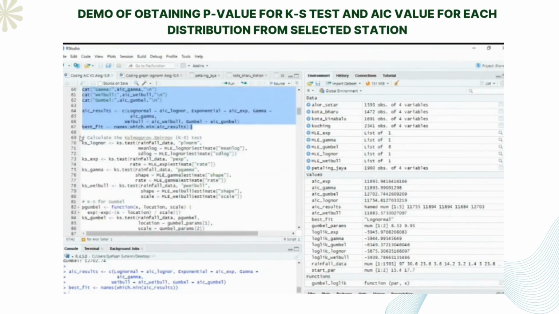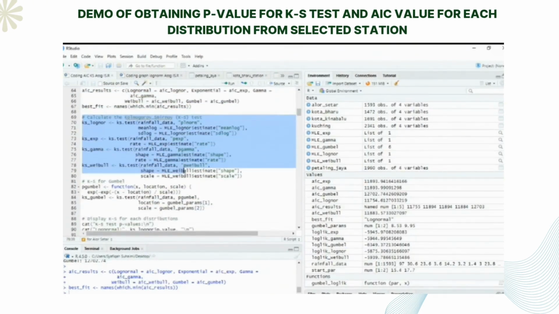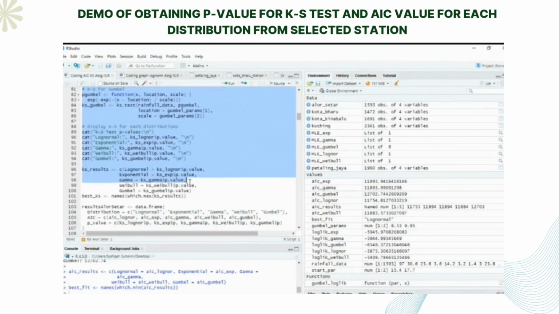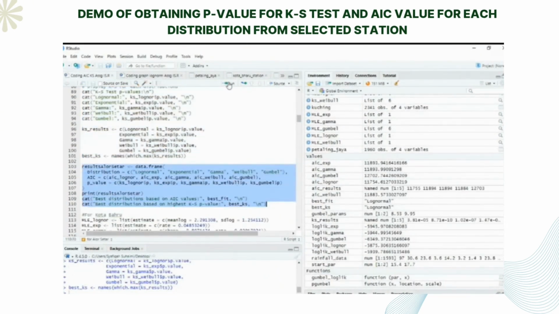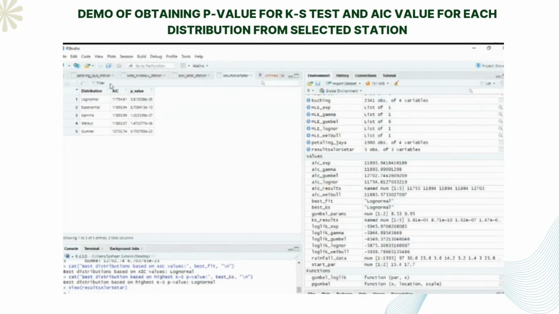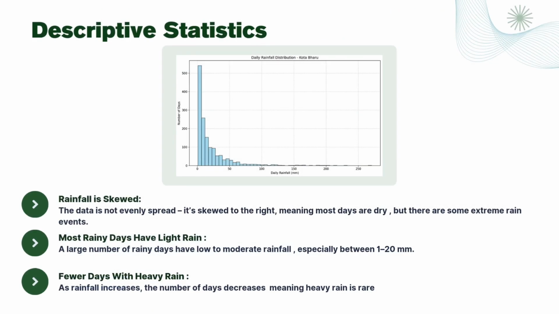Then, we run the KS test to get the p-value and pick the best distribution with the highest p-value. Finally, we show all results in the table. Then, we repeat the same steps for the next station. Kota Bharu is next, starting with the descriptive statistics.